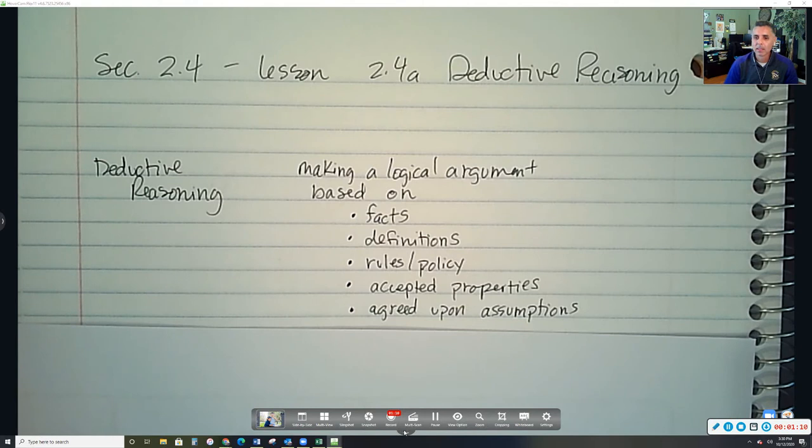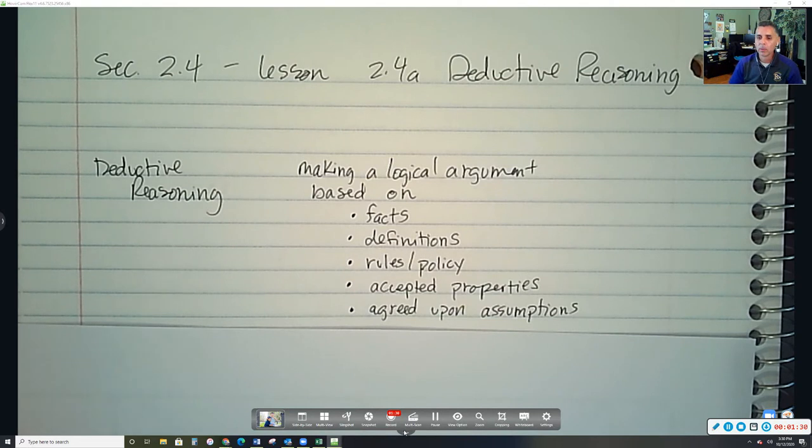Or it could be accepted properties, or agreed upon assumptions. Just something like if you and your friends agree on something, and based on those agreed upon assumptions, you conclude or make an argument based on that, then that's deductive reasoning.